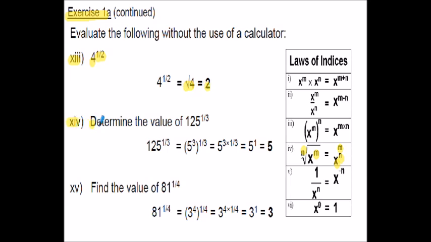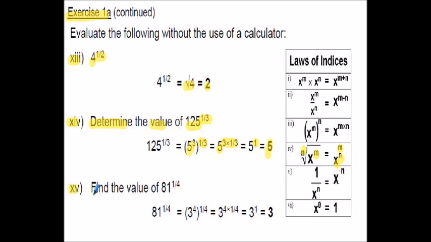Part 14. We're asked to determine the value of 125 to the power of a third. Now from the table on the previous slide, we can find that 5 raised to the power of 3 is 125. 5 times 5 is 25, and 5 25s are 125. So what we get here is 5 to the power of 3, but it's all raised to the power of 1/3. Now that's going to be a third law problem, so we end up with 5 to the power of 3 times a third, and 3 times a third gives you 1, so we've got 5 to the power of 1, or simply 5.